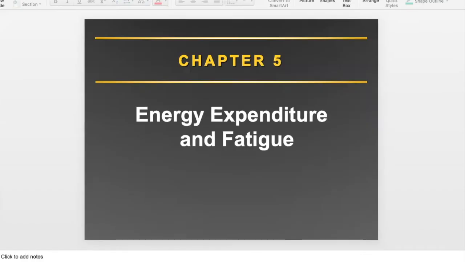Chapter 5 discusses, first of all, energy expenditure and how to measure how much energy someone is spending. And then in the second half of the chapter, various mechanisms by which a body can become fatigued are discussed. Now, one of the ways that you can measure things, because eventually we're going to be measuring the amount of energy a body spends, one way to measure things is directly.